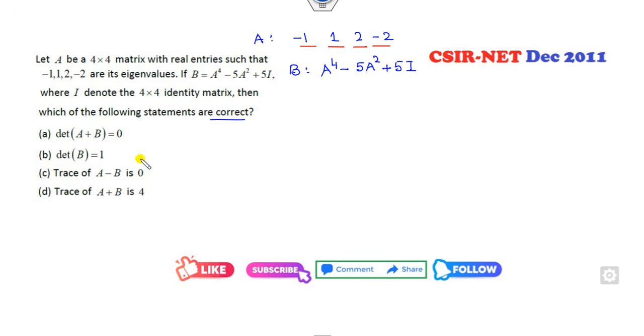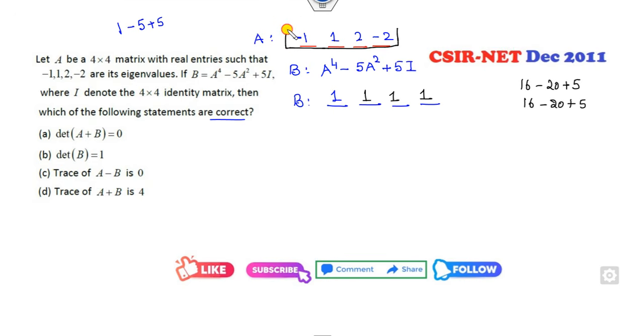Again, because it's a matrix, you can find the eigenvalues of B. If A has eigenvalue -1, what is the eigenvalue of B? It's 1 minus 5 plus 5, that's 1. I can substitute 1 in this case, again it's 1. If I substitute 2, it's 16 minus 20 plus 5, again 1. If I substitute -2, then again 16 minus 20 plus 5, it's 1. So A has these eigenvalues, B has these eigenvalues.